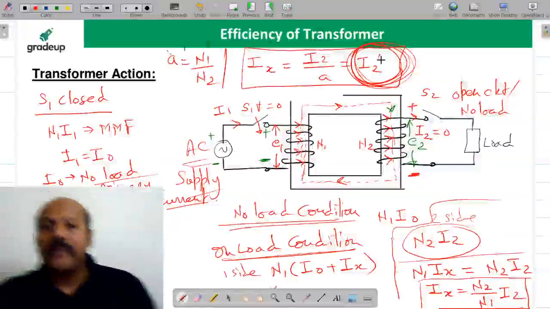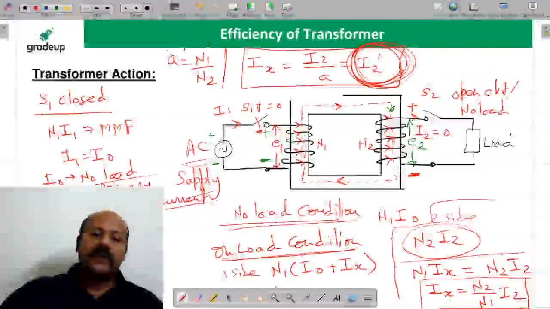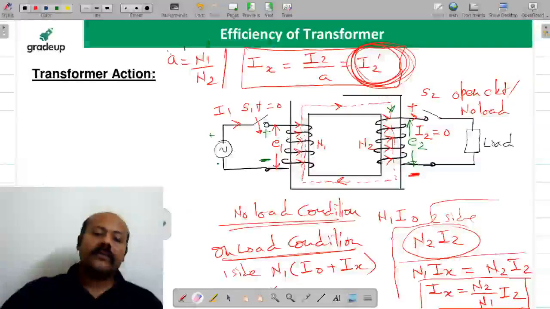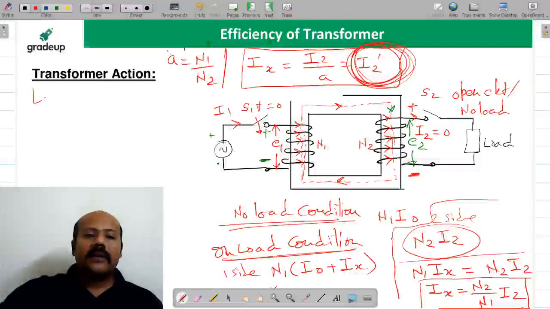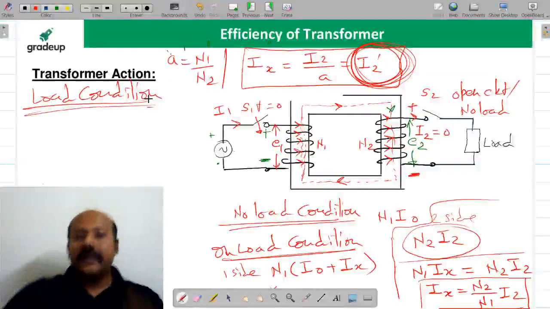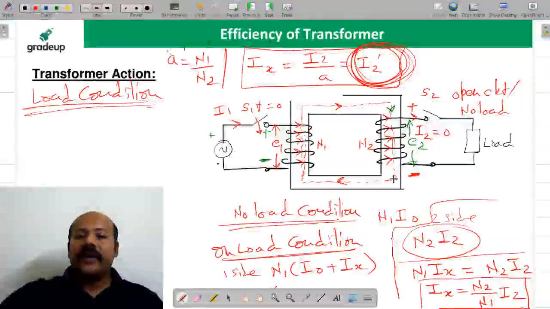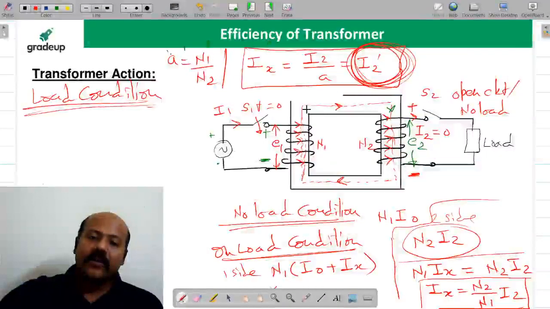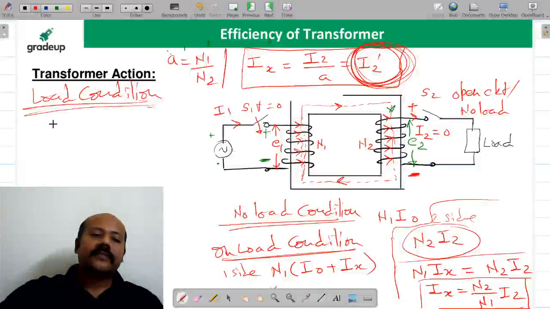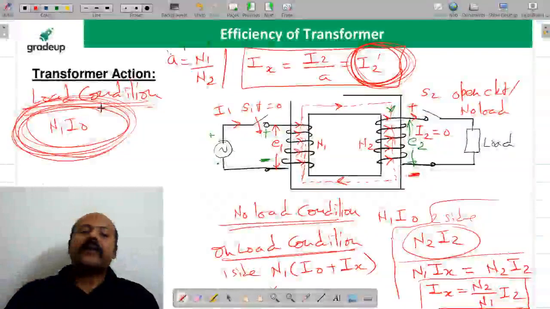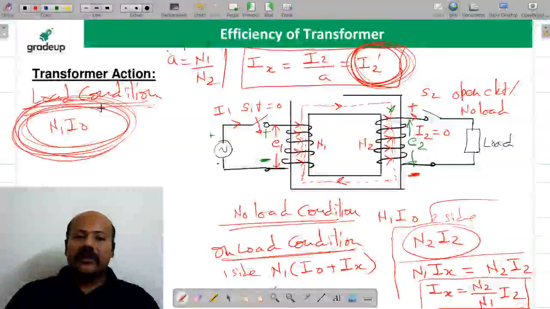Now the most important thing, my dear friend, to understand here is what? That in case of load condition, what is going to be the flux here? There has to be some flux, yes or no? And what is that flux? This flux is going to be because of this MMF that we are calling as N1 I naught. Are you getting this idea or not? Are you getting this concept or not? Please tell me quickly.